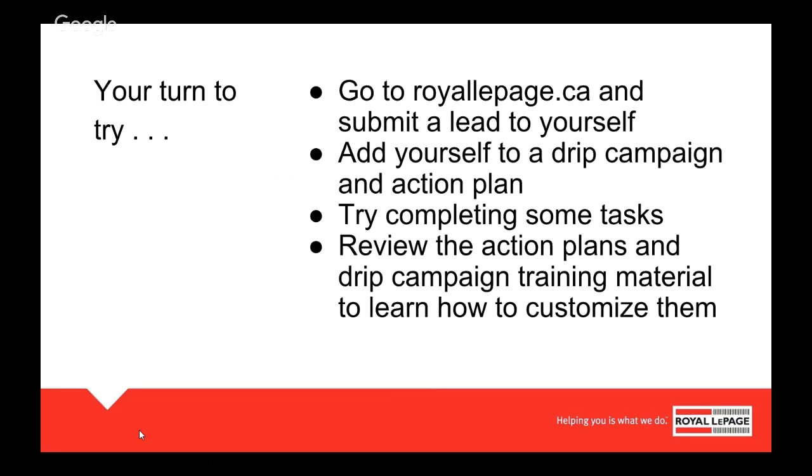Now, your turn. I need you to go to royallepage.ca and submit a lead to yourself. So if you remember correctly, just go to royallepage.ca, click on Find an Agent, look for yourself under your name, and send yourself an email. Add yourself to a drip campaign and an action plan so you know what that looks like. Try completing some of the tasks so you have an understanding of how the process works. Review the action plans and drip campaign materials and learn how to customize them.